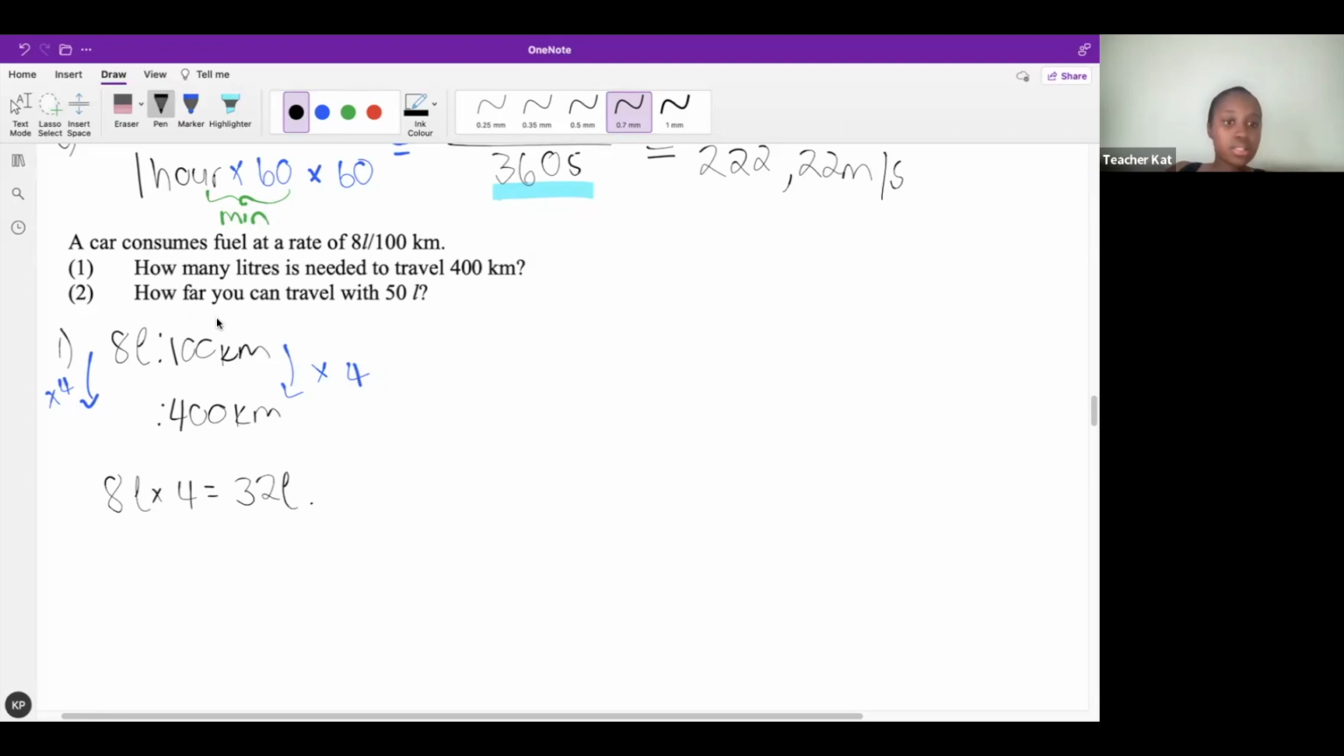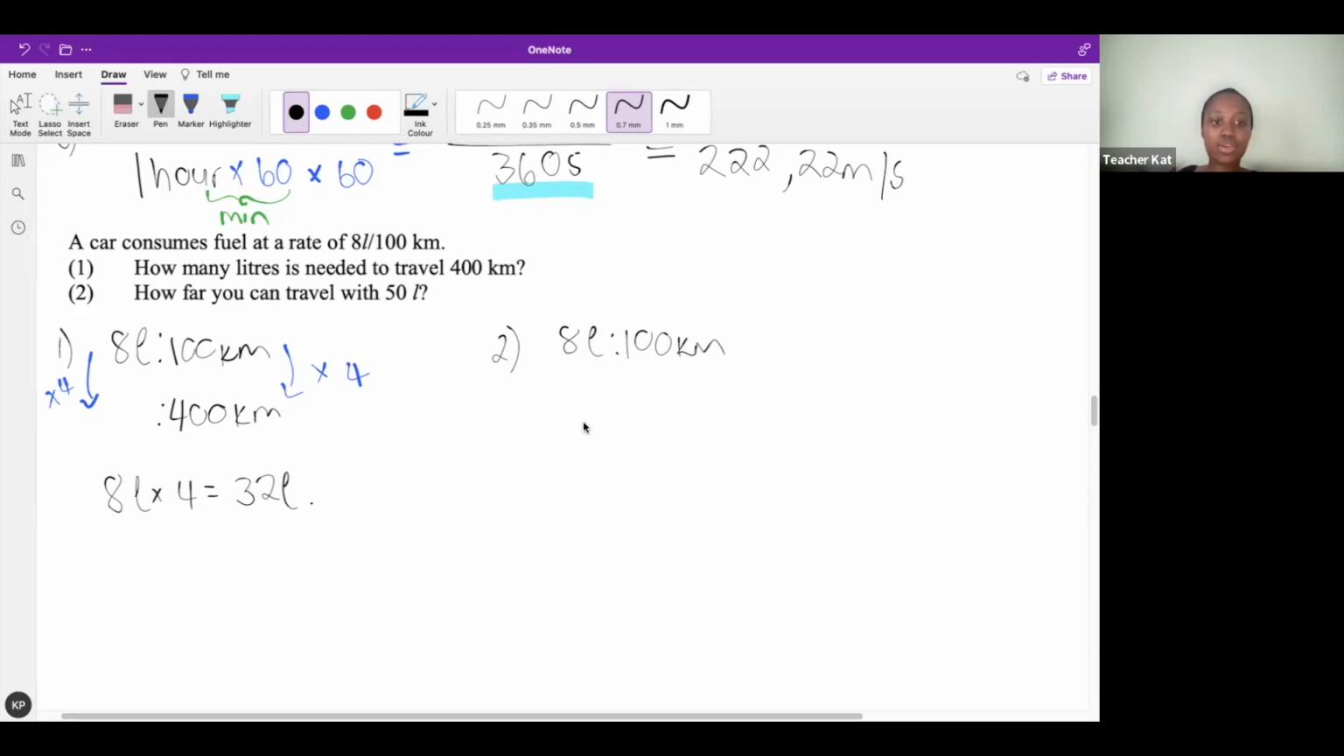Next says, how far will you travel if you have 50 liters? Number 2. So I'm going to start again at my rates. 8 liters goes 100 kilometers. This time they gave us the liters. We have 50 liters. But can we go from 8 to 50? That's a bit more difficult, right? So how do you think we would solve this one?